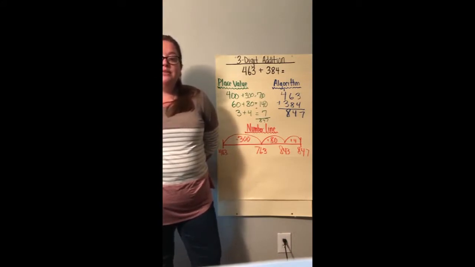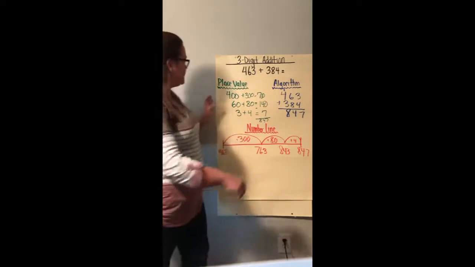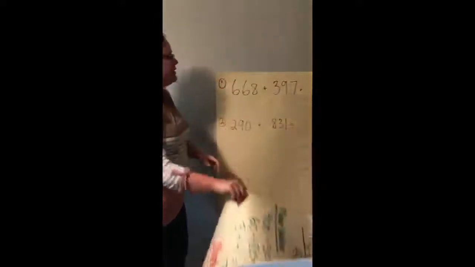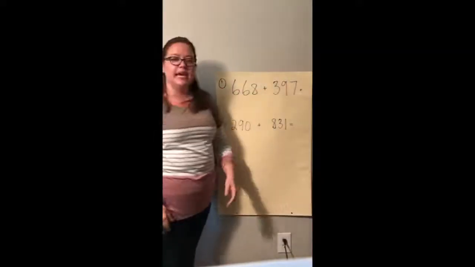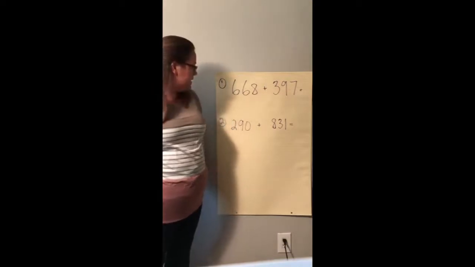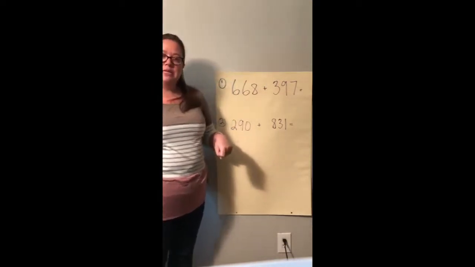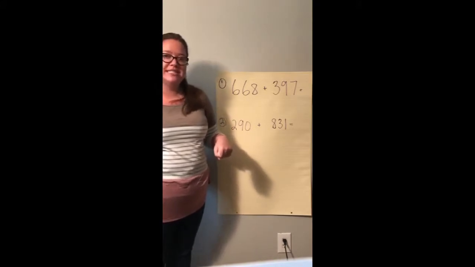Now I want you to use these same strategies to solve the following problems on your own. The first one is 668 plus 397. And the second one is 290 plus 831. So try using one of those new strategies. Good luck!